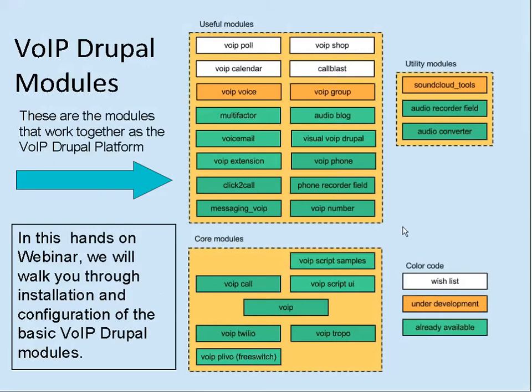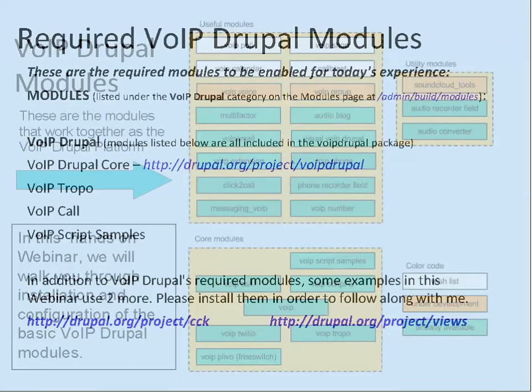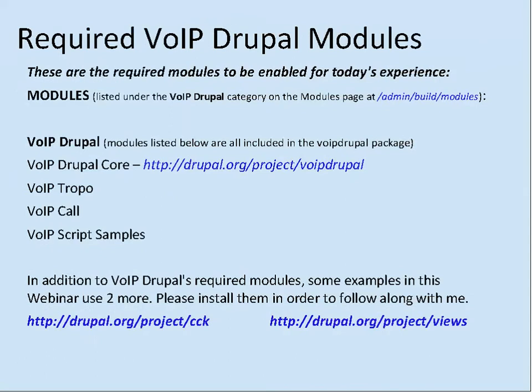Okay, so CCK has two useful modules in it. There's one called text that you'll need to enable, and the click-to-call field, which will allow you to add a click-to-call text field for any content types you create within Drupal. Views, there it is again at the Drupal.org project/views.